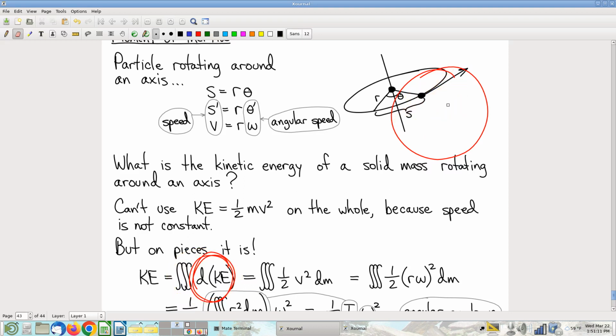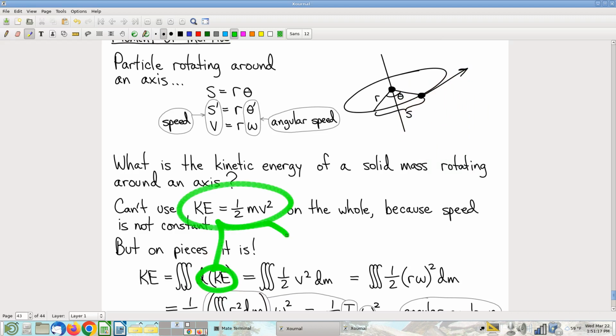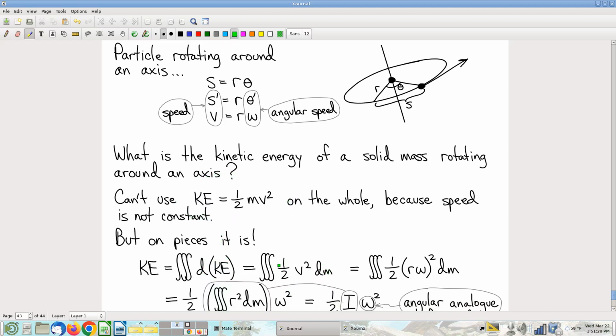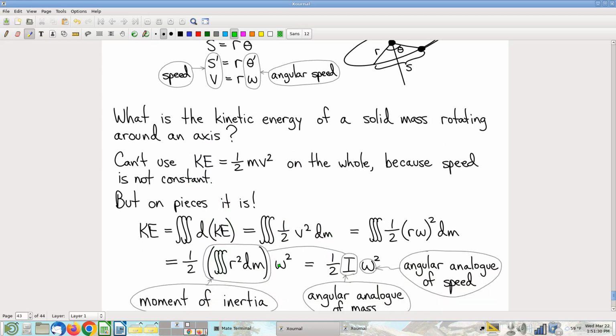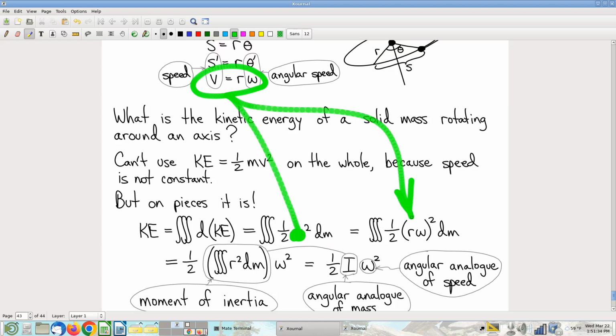Now some work follows from this. Again, recall that for our little piece, we can use the linear formula for kinetic energy, 1/2 mv squared. The mass, of course, is just however much mass is in our little piece, dm. And then we kind of move things around a little bit. Don't forget our speed is r omega.